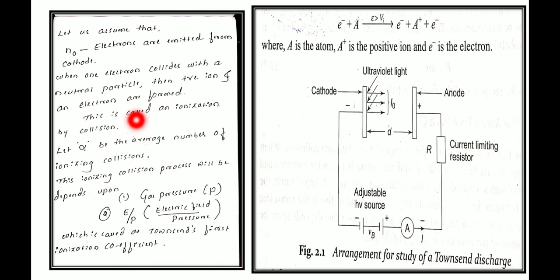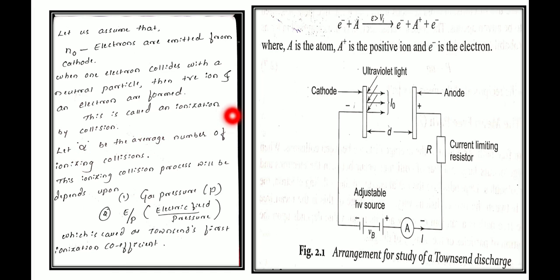Okay. So what I told here: we have considered the two electrode system. First, let us assume that n0 number of electrons are emitted from this cathode. Among these n0 electrons, if one electron collides with a neutral gaseous molecule, as a result we get some primary electrons along with positive ions, and secondary electrons are released here. So this process is called what? Ionization by collision. Is it right?